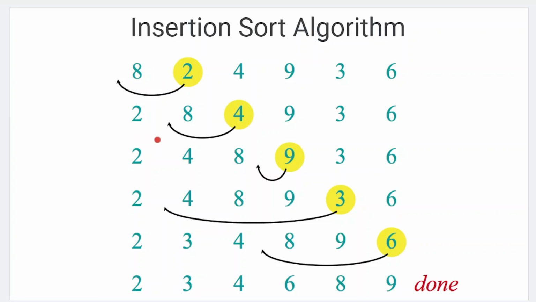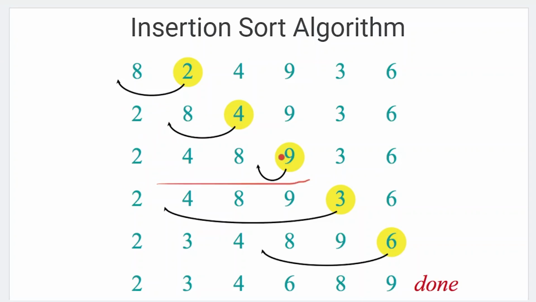In the second iteration, the key value is 4. We compare it with the previous element. 8 is greater than 4, so we move 8 to the next position and compare with 2. 2 is not greater than 4, so we place the 4 into the second place.